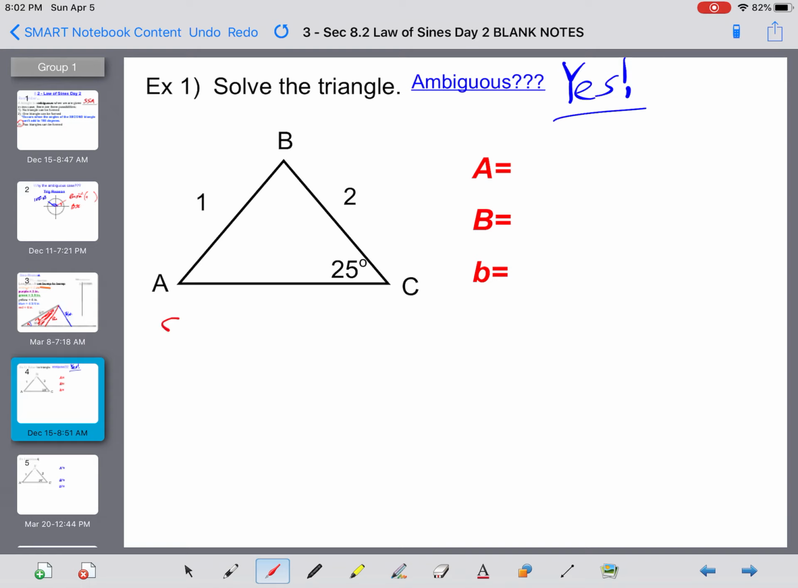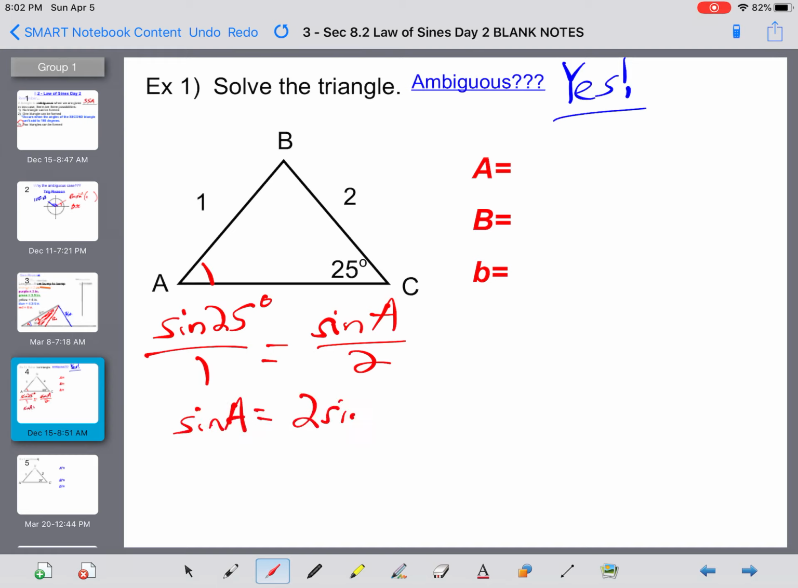So if I look here, I got sine of 25 degrees over 1. Remember that 1 is across from 25, so the 1 and sine of 25 go together. And the first angle I can find here is A. So I'll do sine of A over 2. Okay? So this is the same thing we did last week. We cross multiply here a little bit. We get 2 sine of 25 degrees. And you're going to the calcs. Sine inverse both sides. You get sine inverse of 2 sine of 25 degrees.